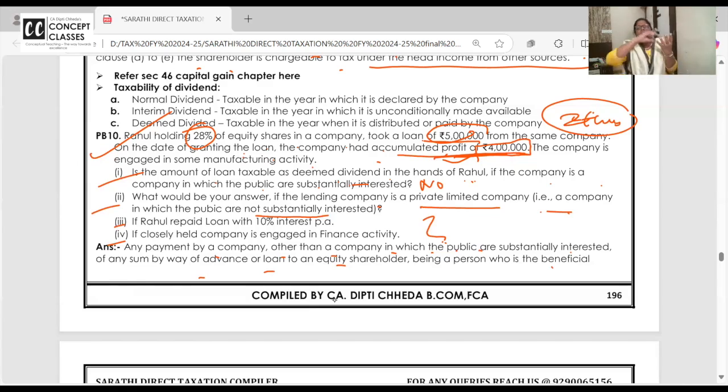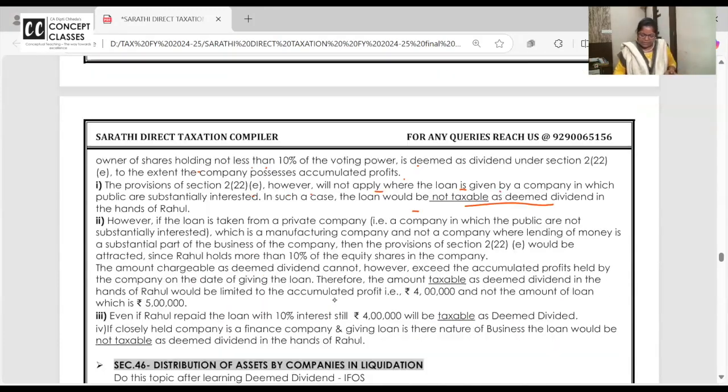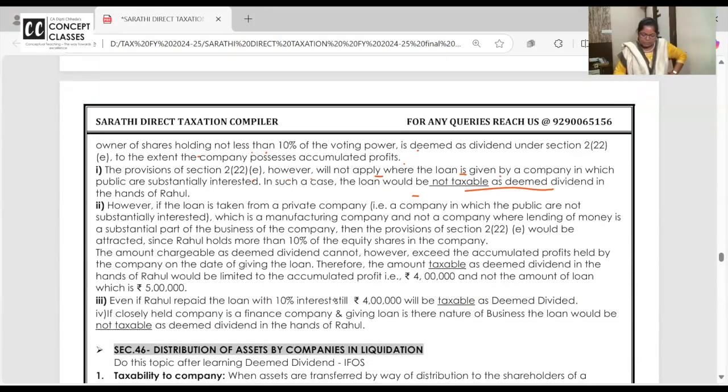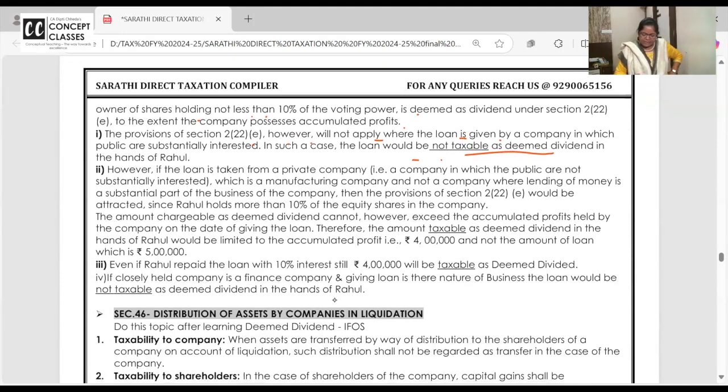A closely held company gives a loan to a shareholder out of accumulated profit of 4 lakh. Look, the first one is not taxable. If the loan is given by a private company, it will be taxable to the extent of 4 lakh. Understood? A private company giving a loan to a shareholder out of accumulated profit, up to the accumulated profit of 4 lakh, is taxable as deemed dividend. Ma'am, but it's 5 lakh. The 1 lakh additional will not come.